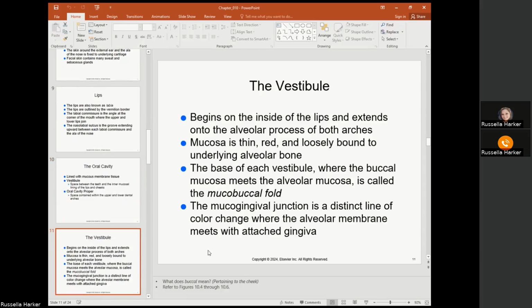The vestibule begins on the inside of the lips and extends into the alveolar process of both arches. So the mucosa is thin, red, and loosely bound to the underlying alveolar bone, and the base of each vestibule where the buccal mucosa meets the alveolar mucosa is called the mucobuccal fold. The mucogingival junction is a distinct line of color where the alveolar membrane meets with attached gingiva. So remember, buccal means pertaining to the cheek.